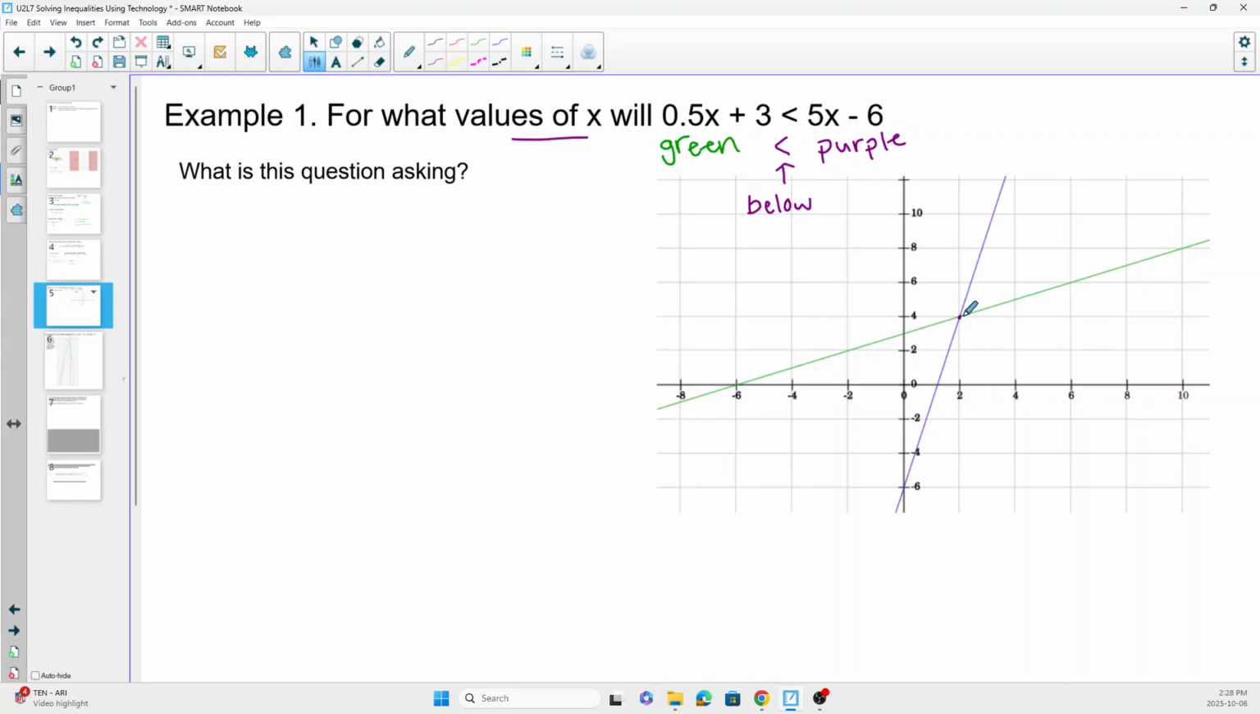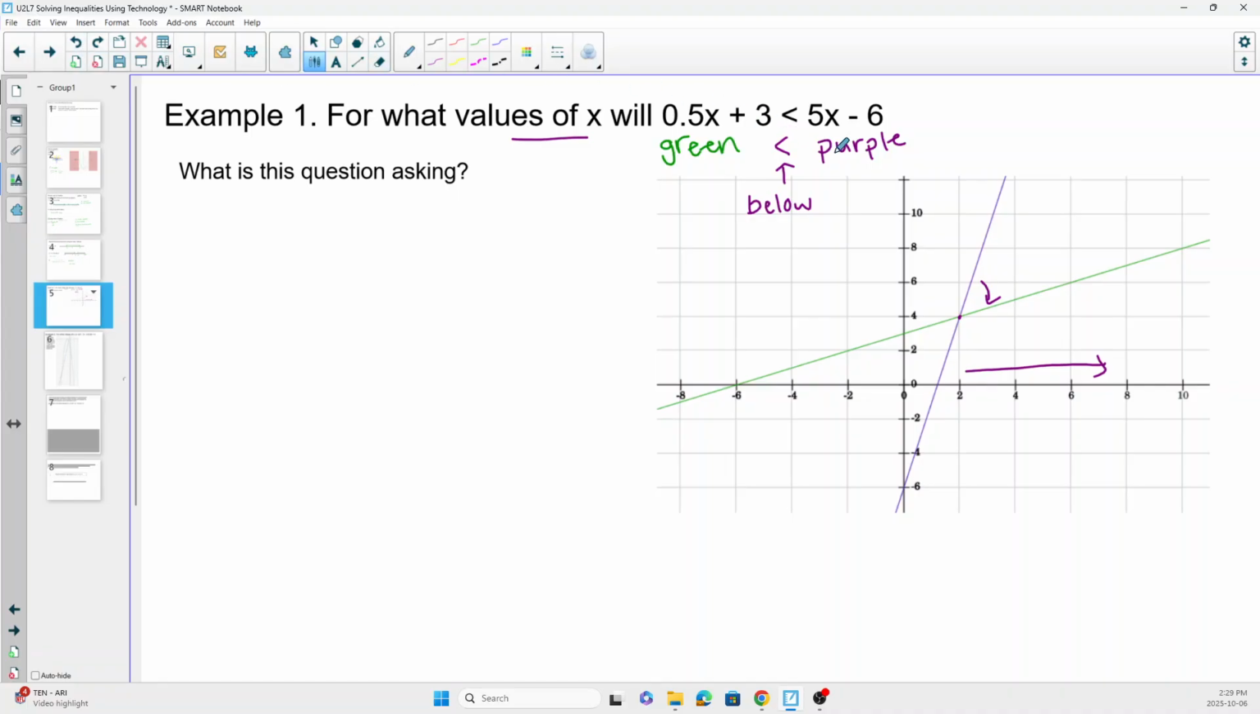Well, green is below purple after their point of intersection. So anytime x is greater than 2, okay, anytime we move this way, green is less than purple. And this is not asking when they are equal to each other. That would be their point of intersection. It's just less than.